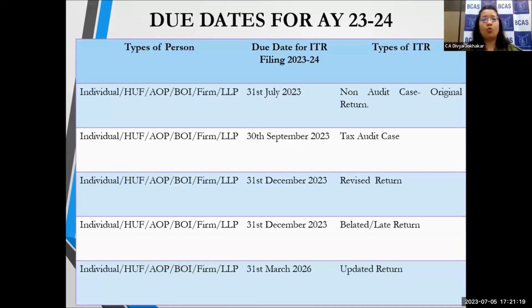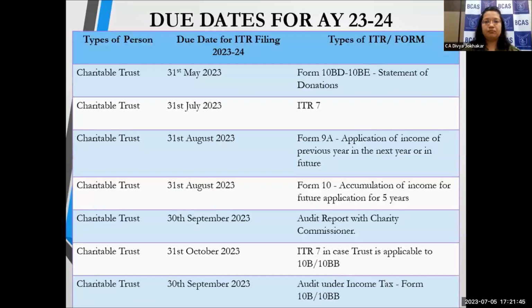30th September will be an applicable due date for tax audit for individual, HUF, BOI, firm, LLP, etc. Now the due date for its ITR would fall 1 month thereafter, which is the 31st of October. However, your revised return and belated return due date remains the 31st of December of this year, after which you can only file an updated return and there will be a lock on the CPC.